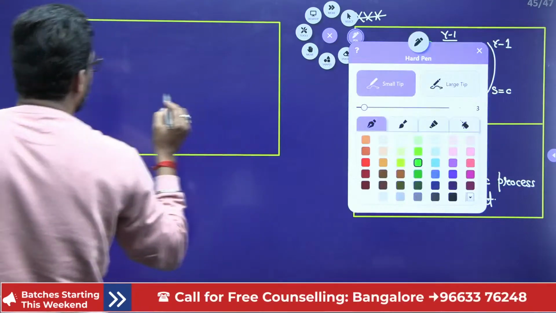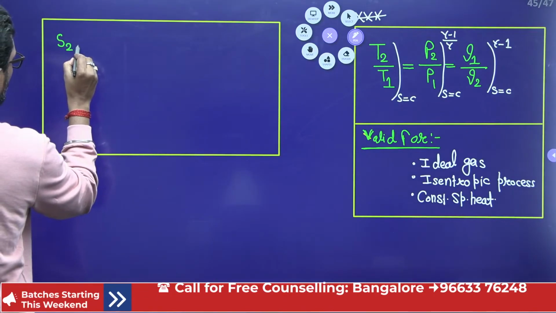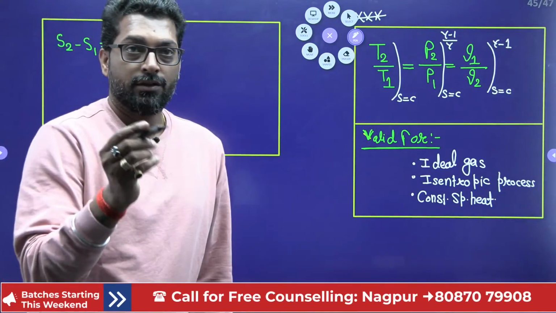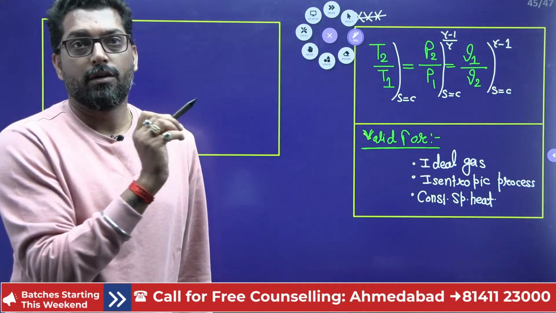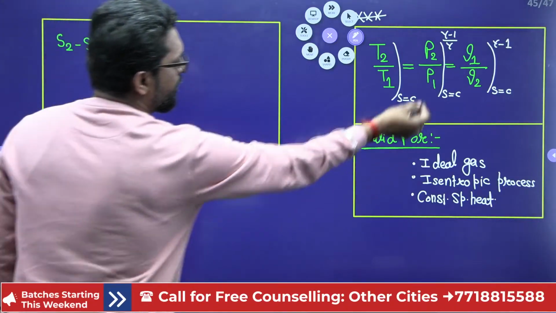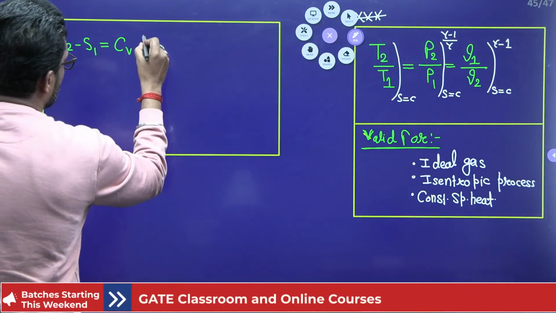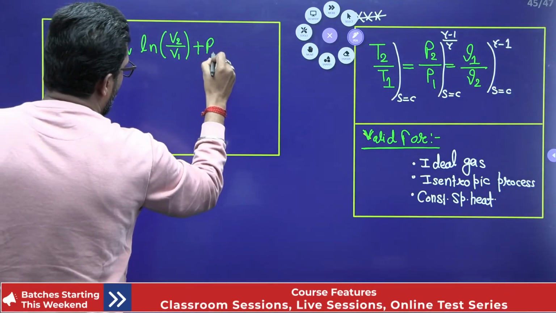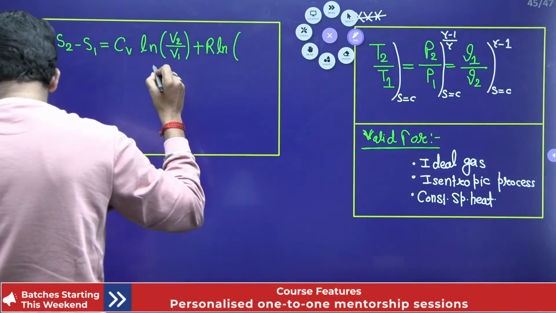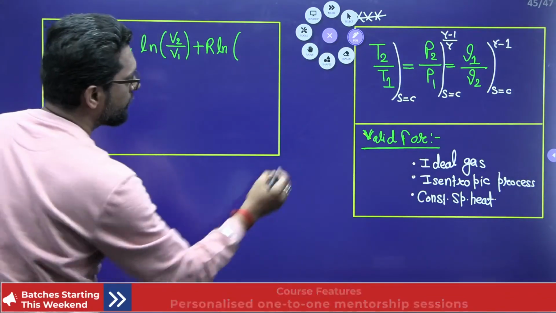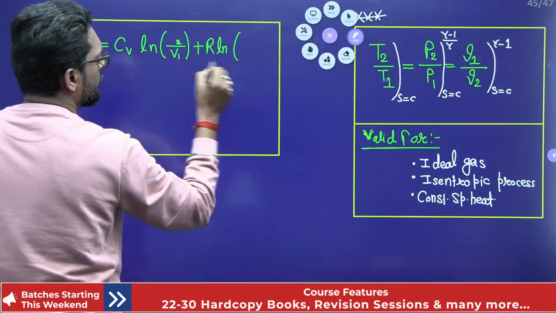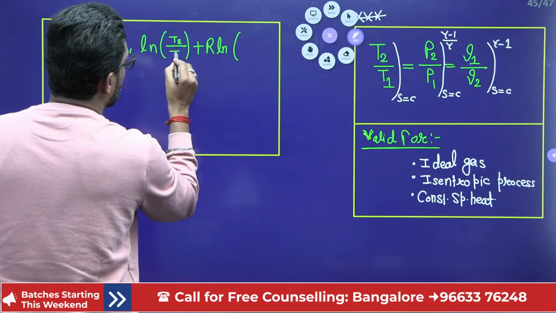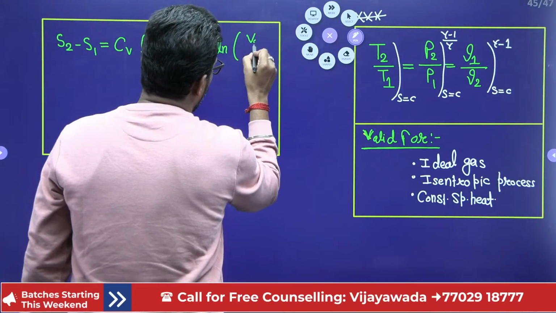S2 minus S1 has a different form. Cp and Cv are for compressible fluids, not incompressible; for incompressible, Cp and Cv are the same. So S2 minus S1 equals Cv Ln T2 by T1 plus R Ln V2 by V1. This is the first relation.